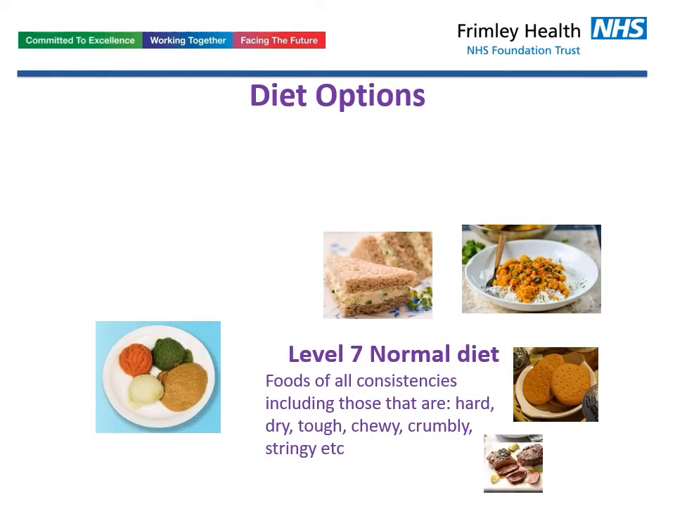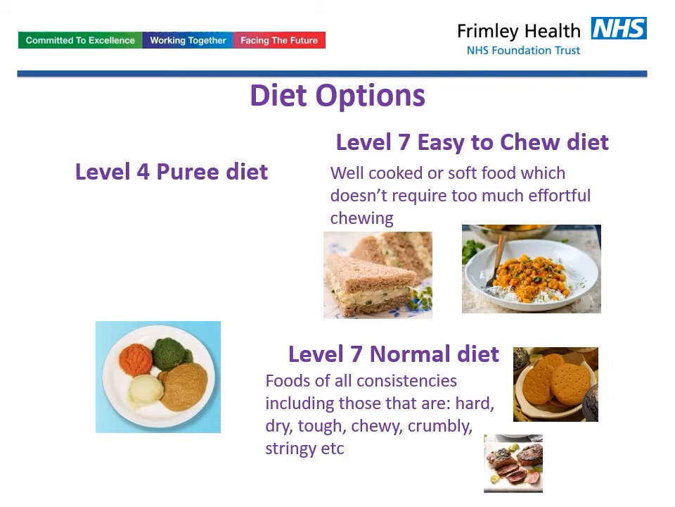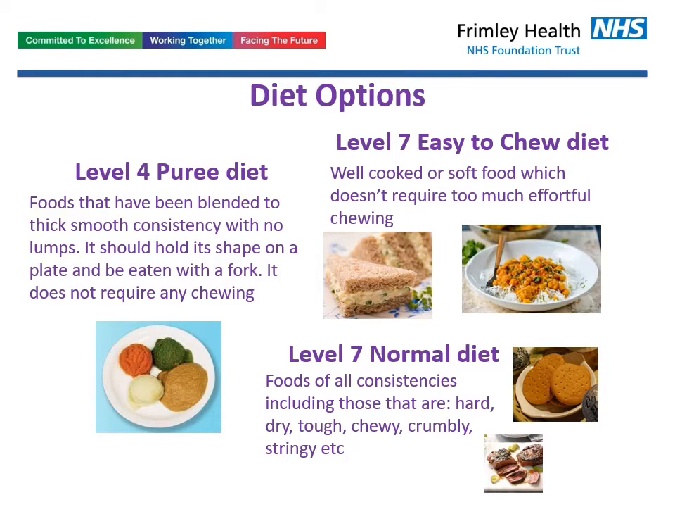So this is a slide about our diet options. So we have level 4 puree diet. That's food that's been blended to a thick, smooth consistency with no lumps. It should hold its shape on the plate and be eaten with a fork, and it doesn't require any chewing. Then we have level 7 easy to chew diet, which is well cooked or soft food which doesn't require too much effortful chewing.